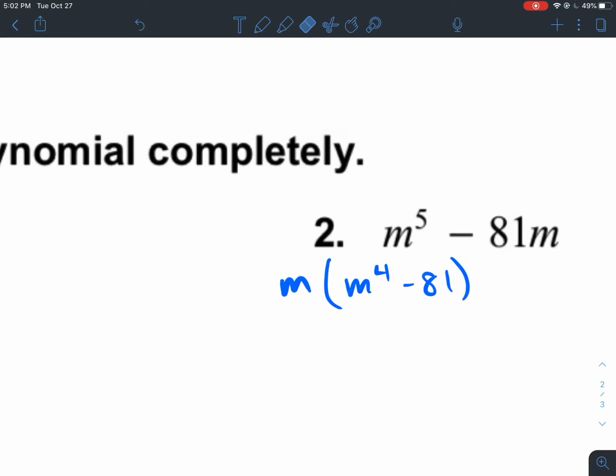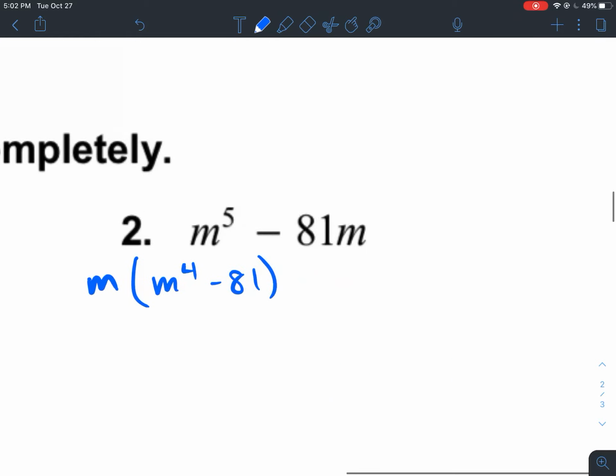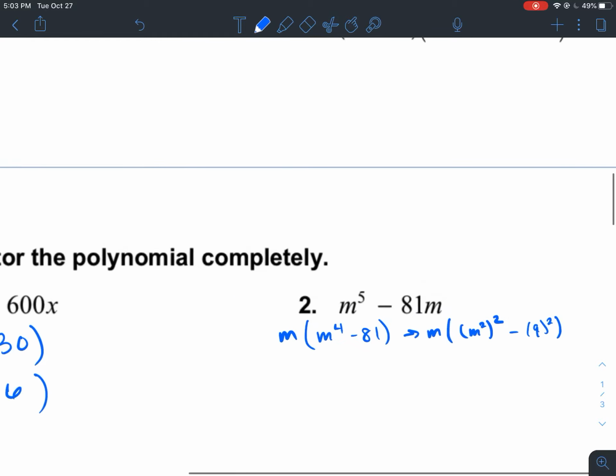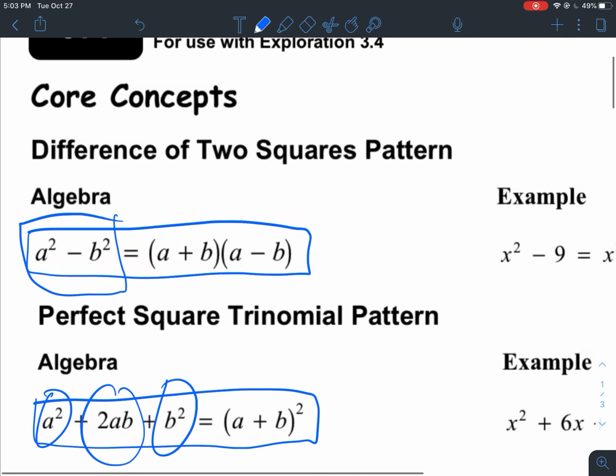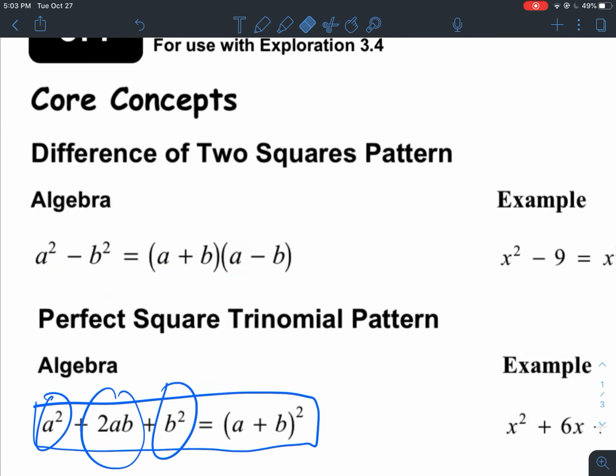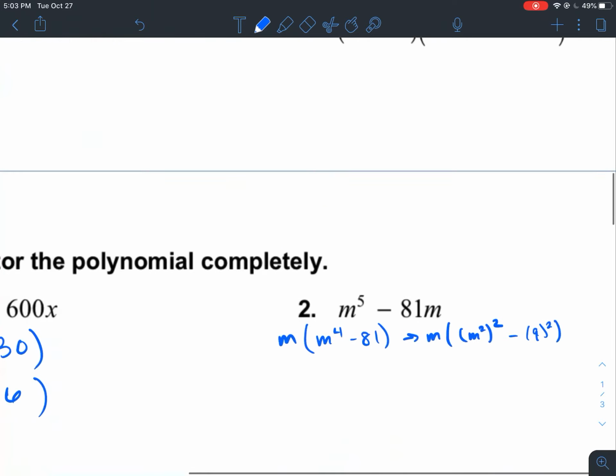It's pretty much what I'm going to try and do. And so there is actually a way I can rewrite this. So I'm going to rewrite this to be m, but instead of saying m to the 4th, I can rewrite this as m squared squared, because m squared squared is m to the 4th. And then I can also rewrite 81 to be 9 squared. Okay? So now I have a pattern that I'm familiar with right here, where I have two items that are being squared and subtracted.